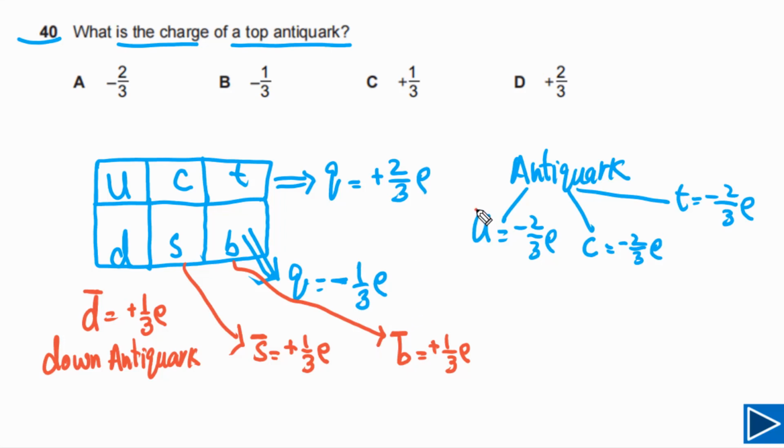So here we can also use the bar, meaning this is the up anti-quark and this is the charm anti-quark and this is the top anti-quark. And this question was asking us the charge on the top anti-quark. So the charge on the top anti-quark is negative 2 by 3e. So the answer for this question is C. So it's very important that you remember the charge on the up quark, charm quark, top quark, and on the down quark, strange quark, and also the bottom quark. Then for anti-quarks, the charge is simply opposite.